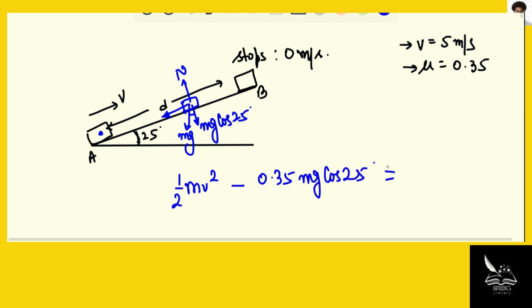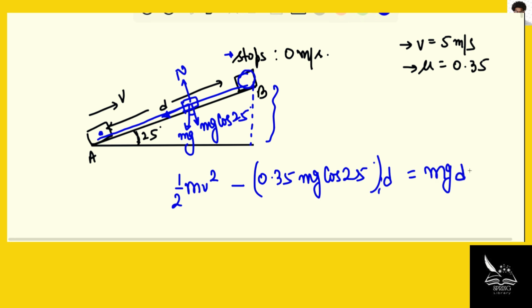And this energy is equal to the remaining energy at this point B, which is just the gravitational potential energy, because the object stops at this point. We also need to multiply the friction force here with d, because we are talking about the energy required to overcome the friction force. The gravitational potential energy will be mg times the vertical height, which is the component of d in the opposite direction. We can use simple trigonometry, and that comes out to be d times sine 25 degrees.